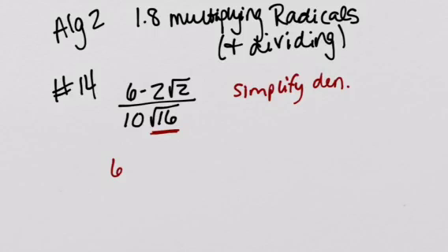Watch what happens. 6 minus 2 square root 2 doesn't change. And, oh, it's just 10 times 4. Okay, and let's go ahead and just put a 40 in that spot, because the square root of 16 is 4, and then times 10, that's on the outside. I end up with 40. Now, with this guy, he's really easy.